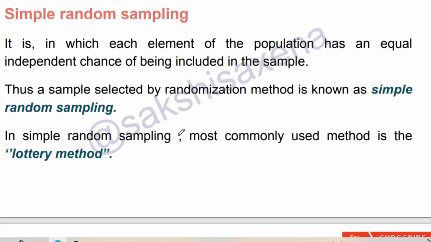So simple random sampling is one in which each element of the population has an equal independent chance. Equal independent chance is necessary in simple random sampling, and this is also known as the lottery method. We can say that in simple random sampling, the most commonly used method is the lottery method. We see there are many lottery tickets, many people take them, but only the winner is one. That is what comes under simple random sampling. We are choosing one randomly from the entire population.